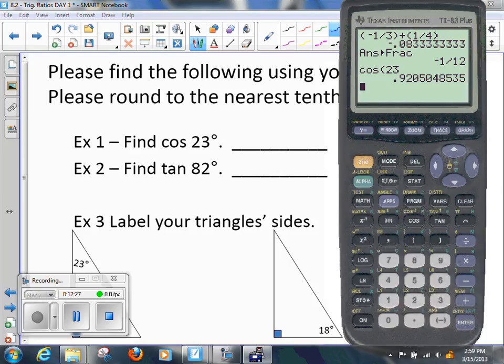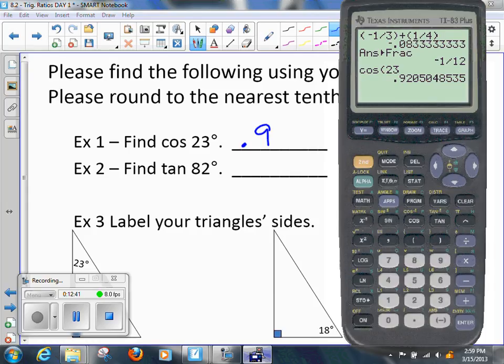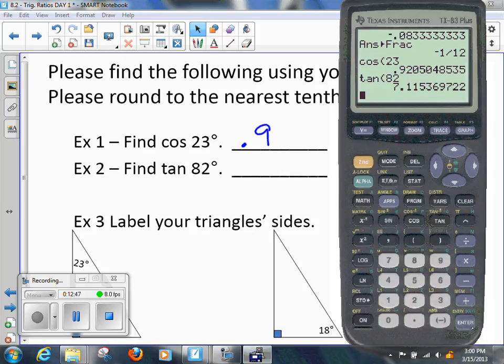Oh, it says round to the nearest tenth, doesn't it? How you going to round that to the nearest tenth? 0.9. It's approximately 0.9. All right, find the tangent of 82. Do that now. You don't need me to take you through that. Tangent of 82 degrees. And you round it to the tenths place.